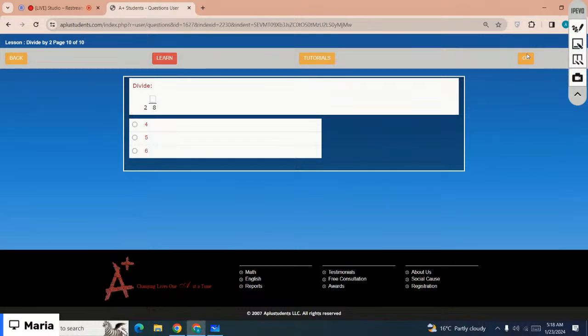8 divided by 2 equals, that is 2 times what number is 8? 2 times 4 is 8. The correct option is 4.